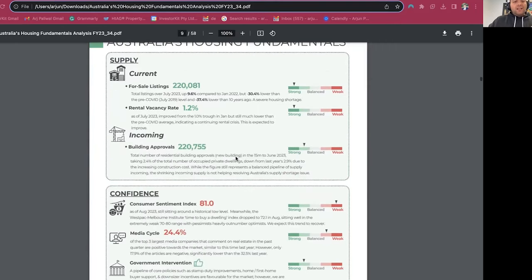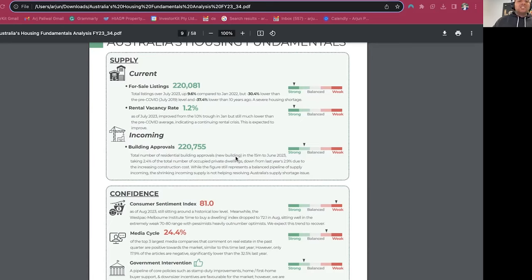Let's go to supply. Supply is very strong. We did see an increase in supply from January to July, up 10%. However, it's still 30% lower than July 2019. You cannot tell me prices are going to continually and sustainably decline when you just don't have the listings to make people feel like they've got options, so they don't have to compete, so they can all pay the prices they want to pay. That's not happening.